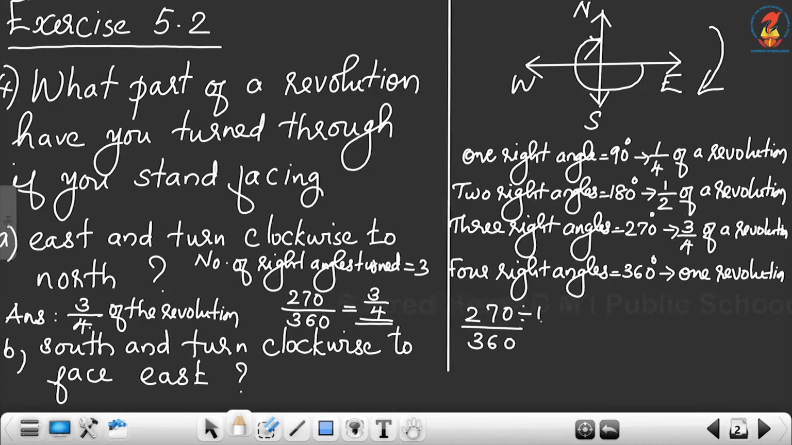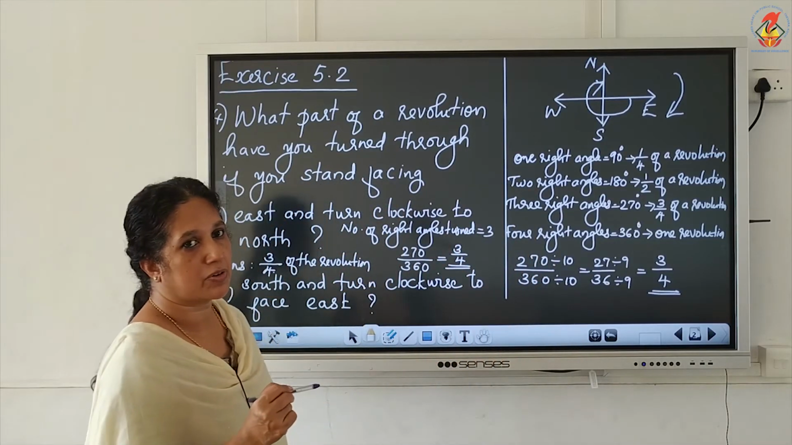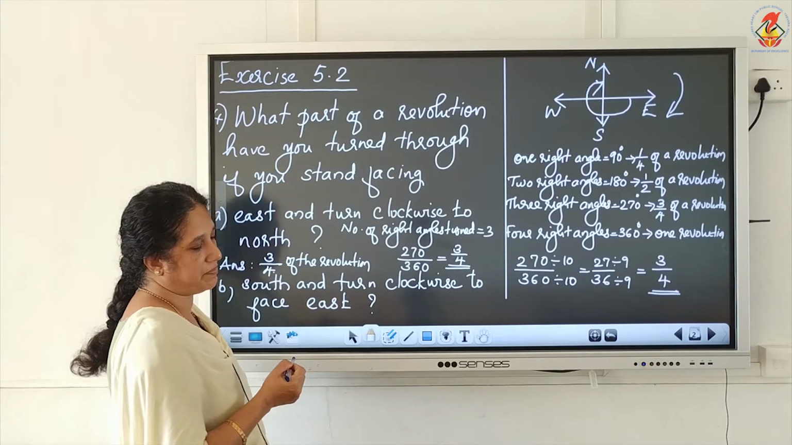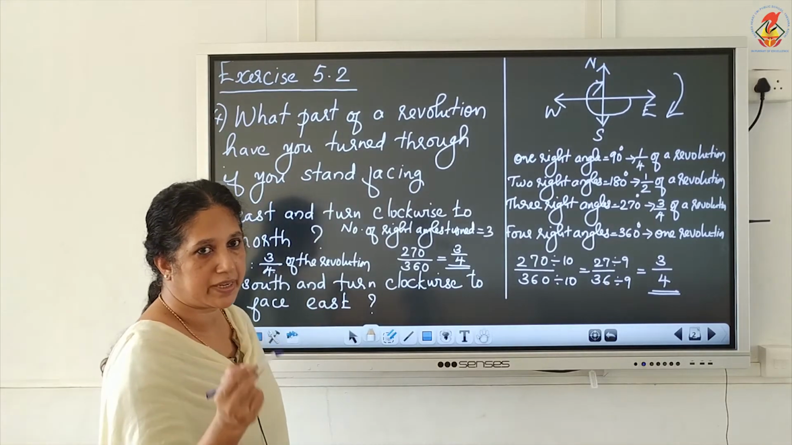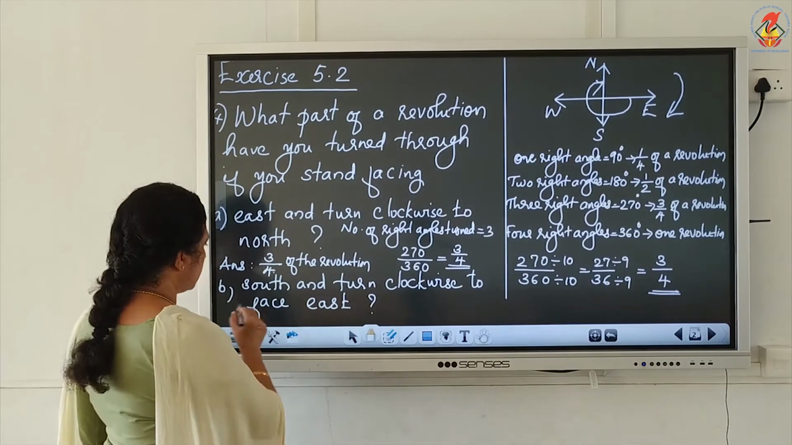Now first we can divide both of them by 10. So you will get 27 by 36. Now for 27 and 36 we can take the highest common factor as 9. So divide both numerator and denominator by 9. So you will get 3/4. So we can say that it is 3/4 of the revolution. So in that way also we can find out the answer. Now next one.